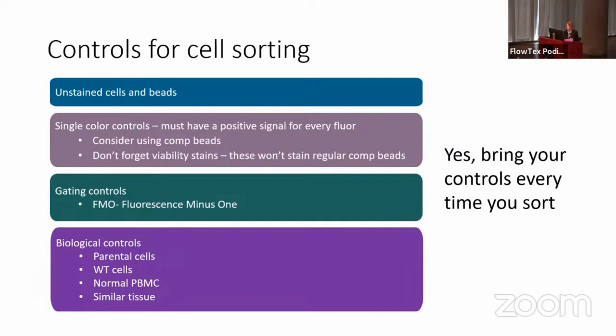Do not forget that your viability stains also need a single color control. You might need gating controls like FMOs, where you've added all your antibodies except one. And you certainly might need biological controls like your parental cell line that doesn't have GFP, wild type cells that have a more normal phenotype, as well as things like normal PBMC or similar tissue that you can use to help you identify where populations are in a cleaner sample than you're actually going to want to sort for your real experiment.